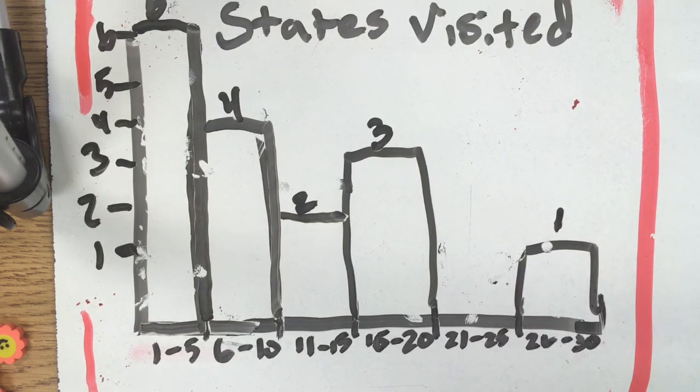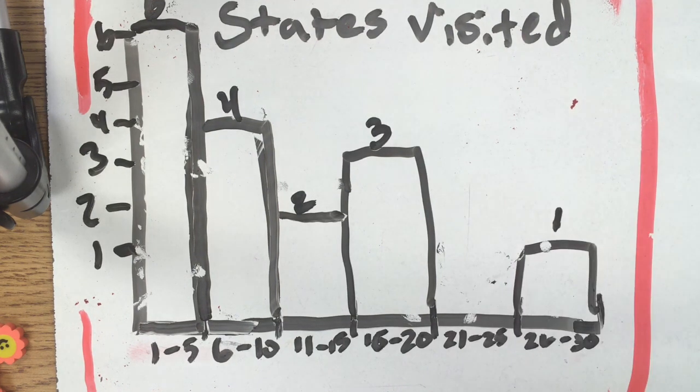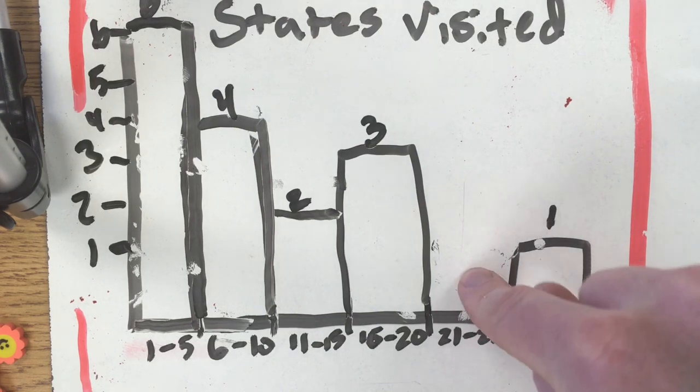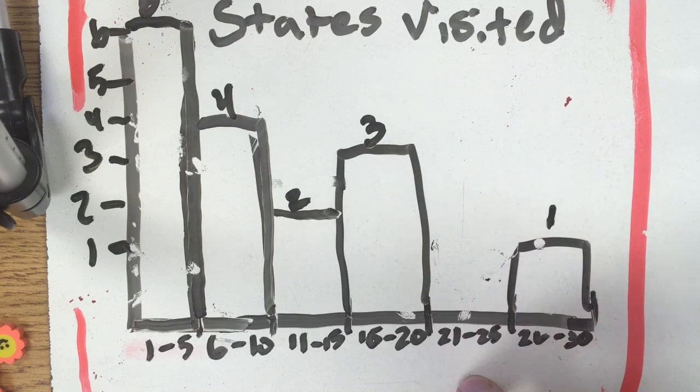Reality is the 1 kid in that range may have visited 27 states or 29 states or even 30 states. I can't tell. I just know that he falls into that range. If someone said, hey, did 1 kid visit 21 states? Well, I know that answer is not true because nobody even fell into that range. So there's some specific data that histograms don't show you. It's more generalizable data for a continuous scale.